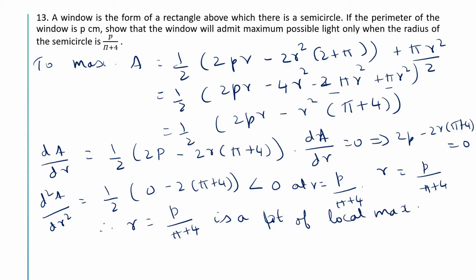So we can see that the window will admit maximum possible light only when the radius of the semicircle is p by pi plus 4. Therefore, we got r is equal to p by pi plus 4, for which the area should be maximum. Only when the area is maximum, maximum possible light will be allowed. Therefore, r is equal to p by pi plus 4.